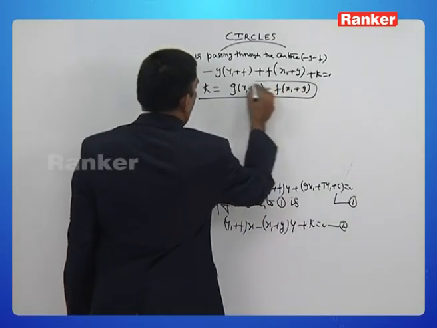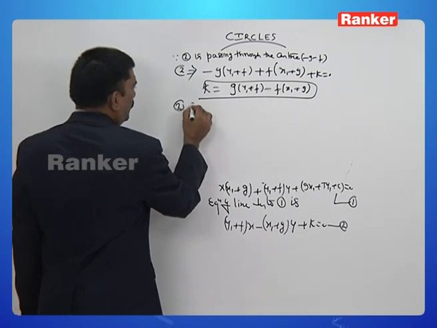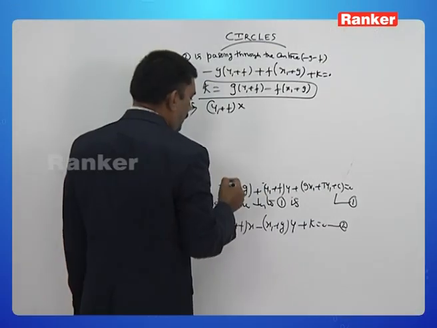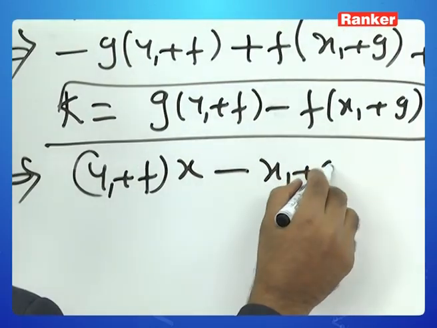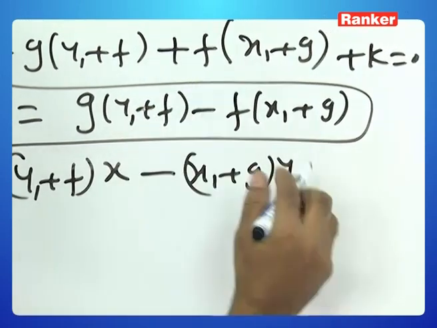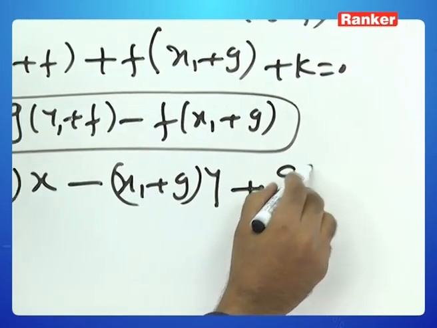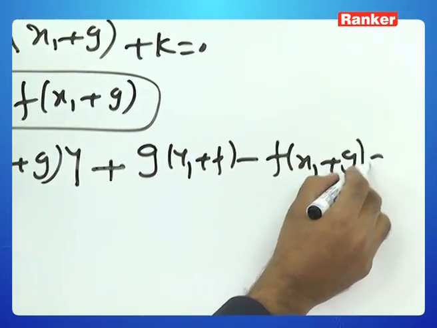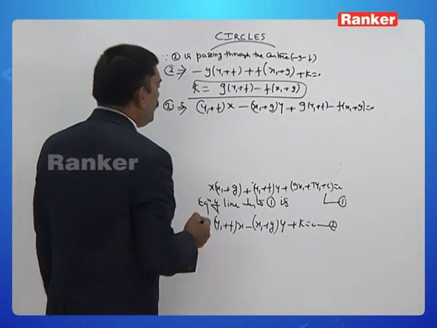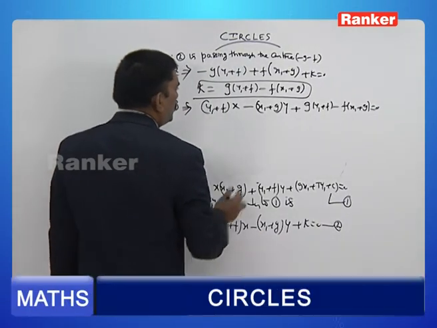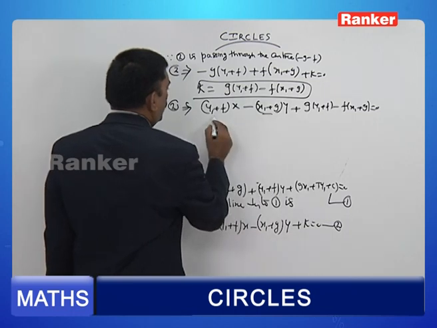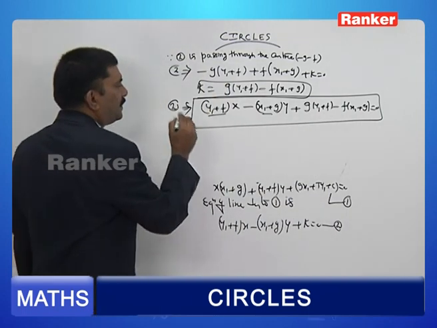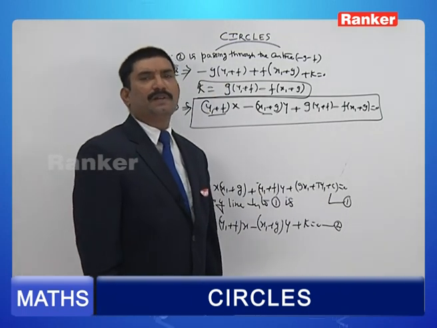So now, 2 implies what? That is y1 plus f into x, minus x1 plus g into y. You substitute this. This becomes g into y1 plus f minus f into x1 plus g is equal to 0. So now you can very well observe, x1 plus g, you take the common factor. Now after simplification, this is nothing but the equation of normal.